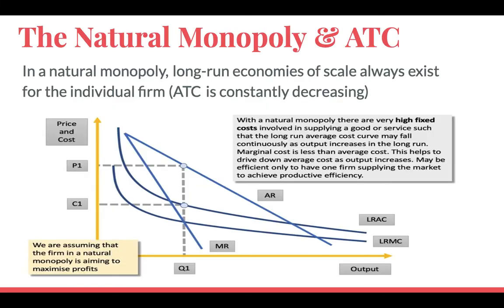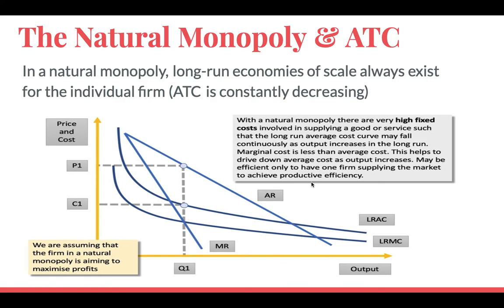The last bit here is what we call a natural monopoly. A natural monopoly, quite simply, is a monopoly in which the long run average cost curve, which you can see here on top, LRAC, is constantly downward sloping. It is constantly decreasing, and that means that the firm has constant economies of scale. And this is a unique situation. You can read a little bit more about it right here.